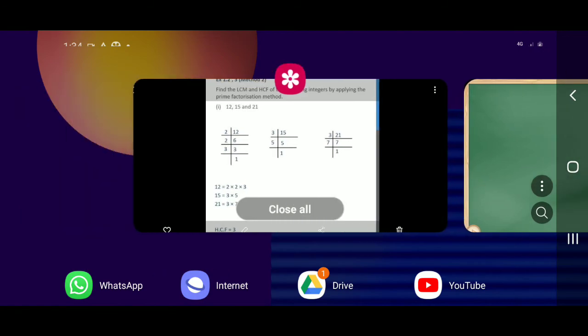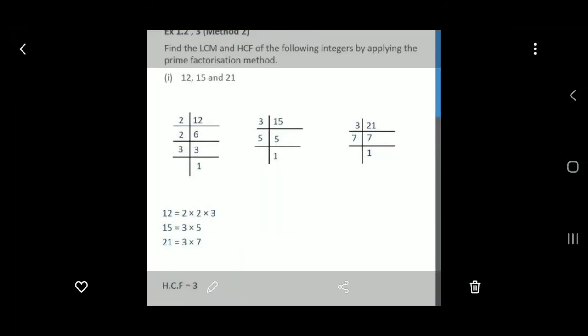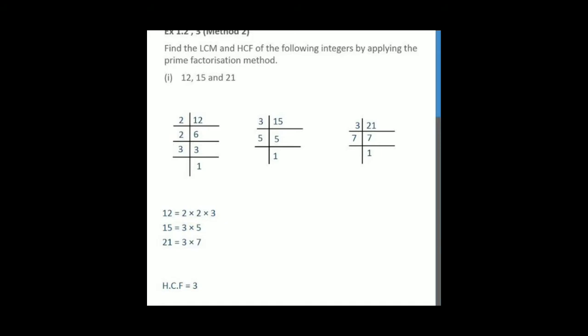So here three numbers are there: 12, 15 and 21. Use prime factorization to find the factors. Prime factorization is important. Study it now itself, children. If you have any doubt, please ask. Try to solve your problem today itself with prime factorization. Otherwise it will be a burden for you.